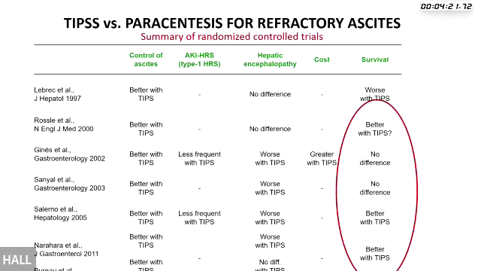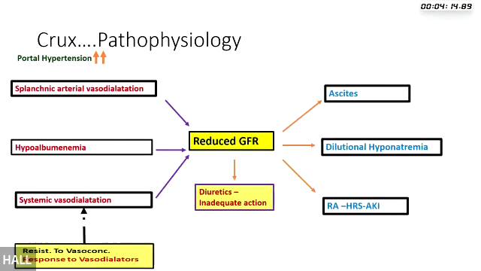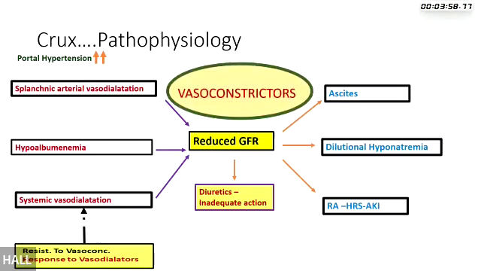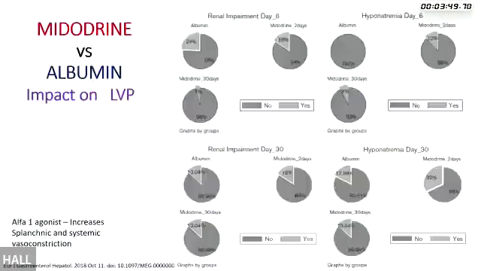The summary of multiple randomized control trials do favor TIPS over large volume paracentesis for patients who are not very sick. Now, if you look at this crux pathophysiology that we have, that is portal hypertension, splanchnic arterial vasodilatation, hypoalbuminemia, and systemic vasodilatation, they are basically reducing the GFR. So the fluid is not able to mobilize. Here, there is a role of vasoconstrictors coming in to improve the GFR, reduce the effective arterial blood volume gap.